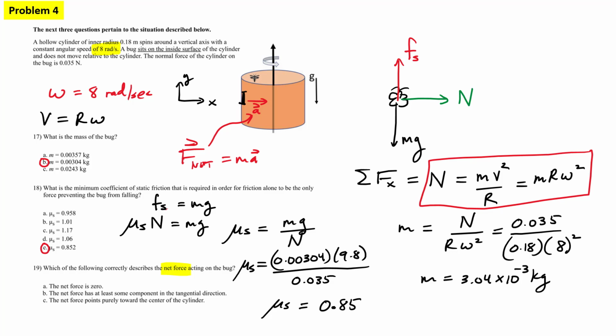The net force is not zero. The net force has at least one component that's in the tangential. No, the net force points purely toward the center of the cylinder. This is a centripetal motion problem.